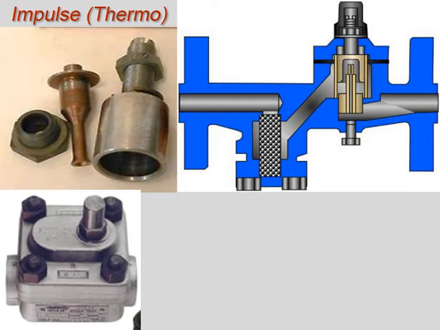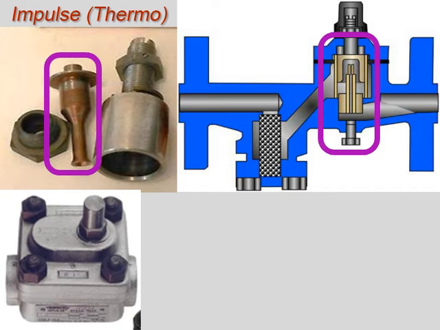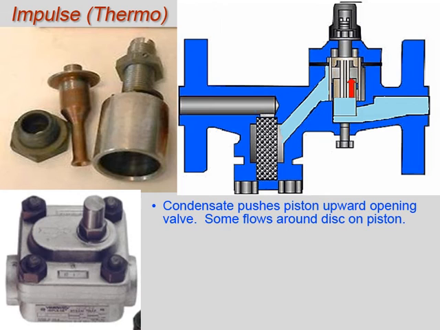Similar in concept to the thermodynamic disk, the impulse steam trap works due to a small amount of condensate flashing to steam when hot. In this case, the disk is attached to a small piston that is contained in a tapered cylinder. Condensate pushes the piston upward, and a small amount of condensate flows around the disk in the tapered cylinder.